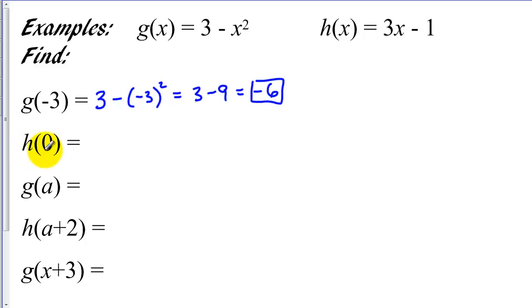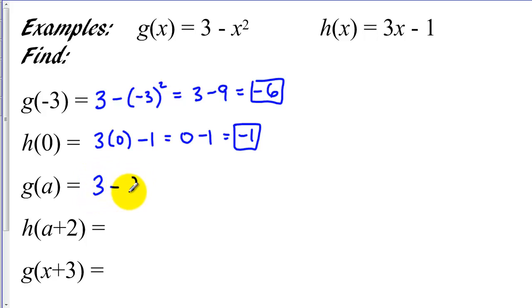Okay, so now we're going to use function h and put a 0 in for x. So 3 times 0 is 0, and we get -1. Again, that's the value of this quantity. Now we can use function notation frequently in algebra to create new functions by plugging in letters. So here we could plug in a for x. Now there's no simplification we can do here.